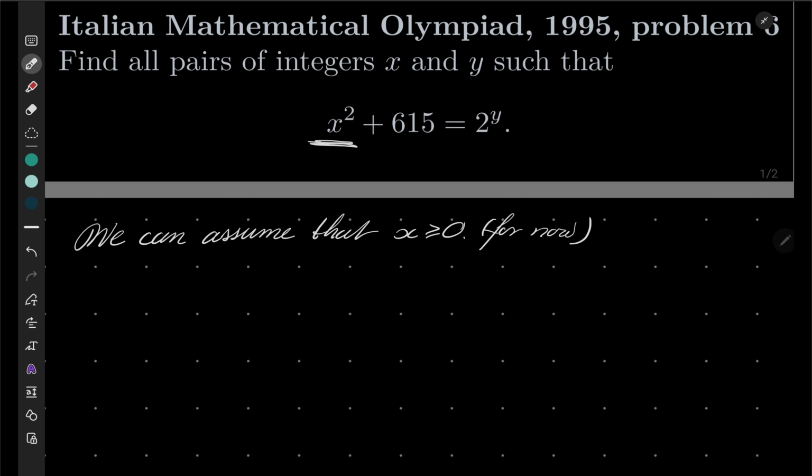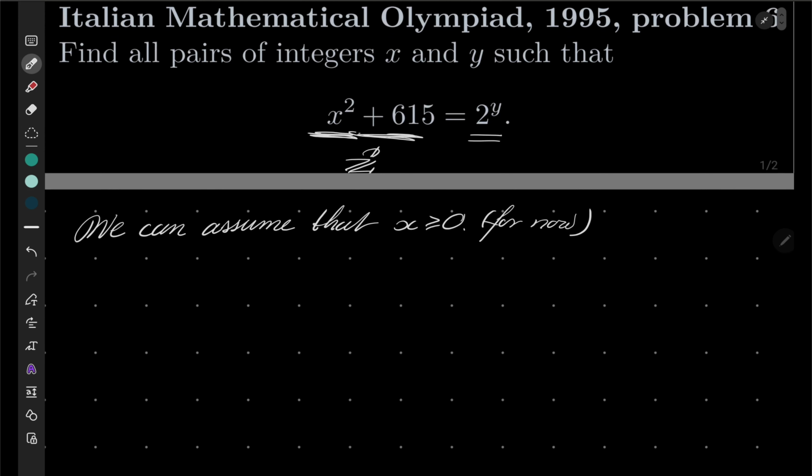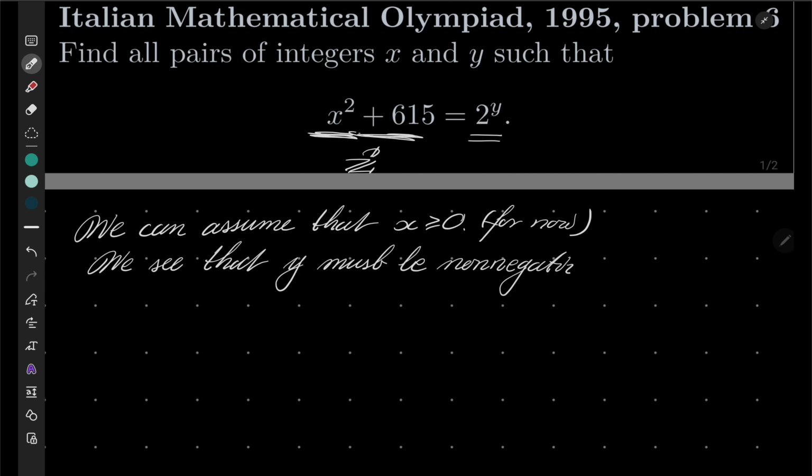Moreover, can y be negative? No, it cannot. Why? Because the left-hand side is clearly an integer. And if y is a negative number, then on the right-hand side, we have a fraction. So an integer cannot be equal to a fraction. So we see that y must be non-negative.